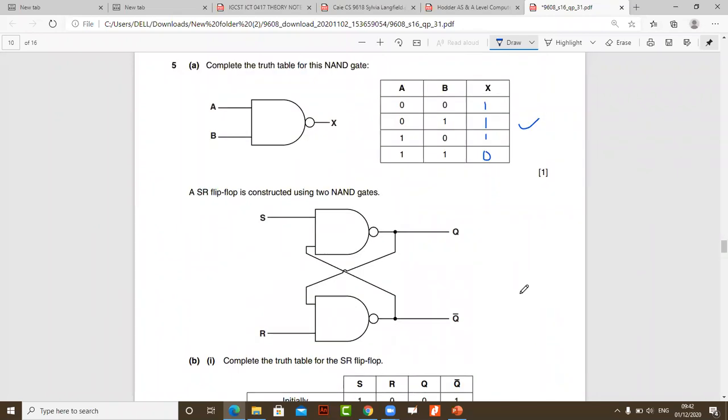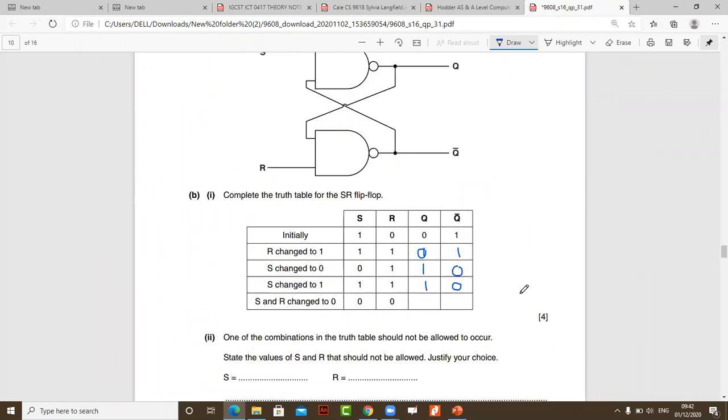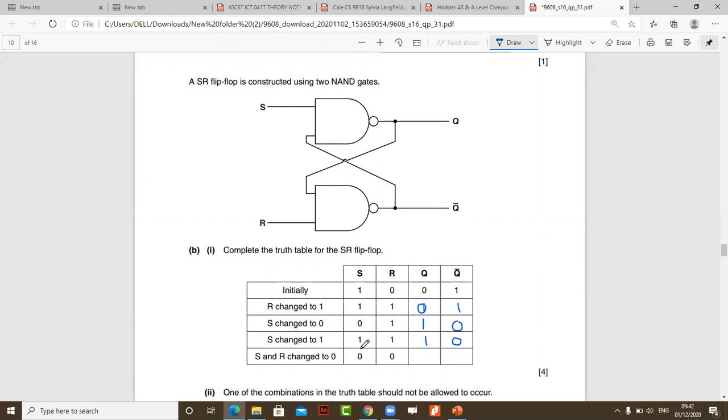So I repeat again, when both are 1, it's 0. When any one of them is 1, it will be 1. So what will happen here? 0 1. What will come here in S, what will come in Q? 0 1. This also has 0 1, this also has 0 1. If you can notice this.